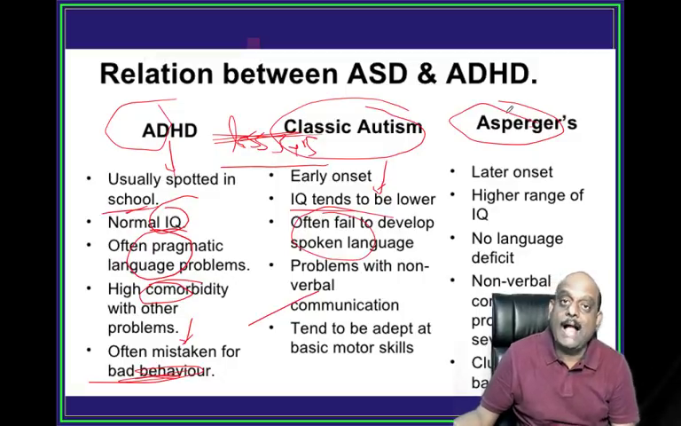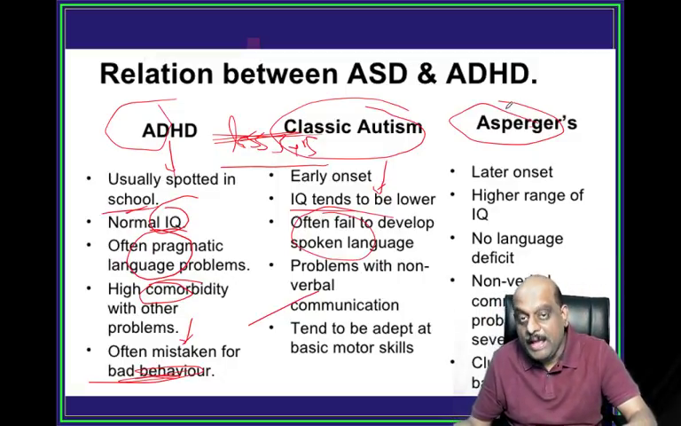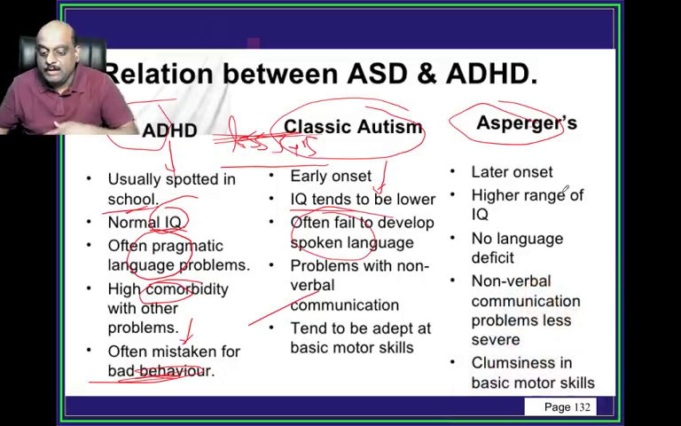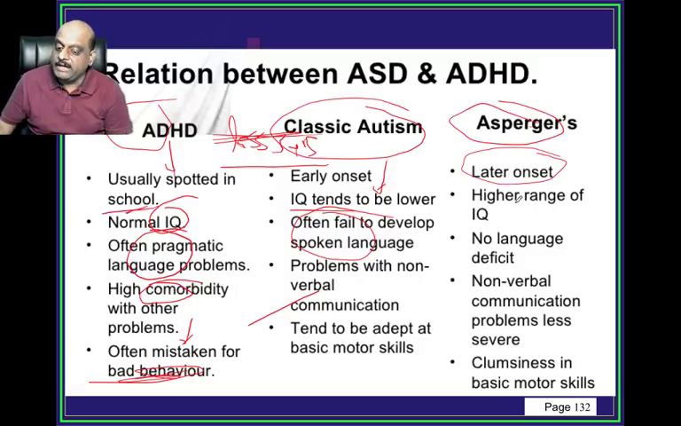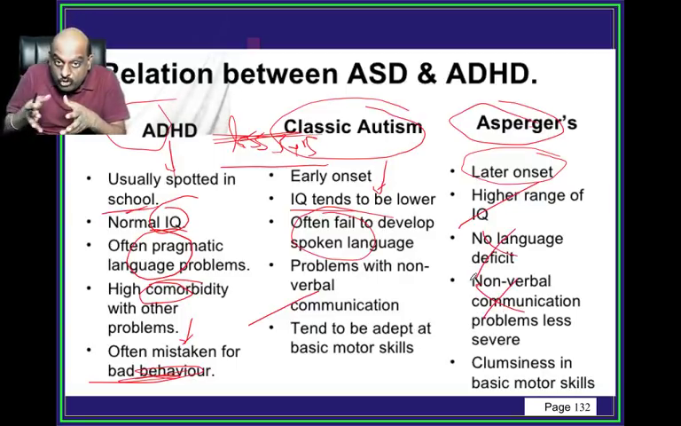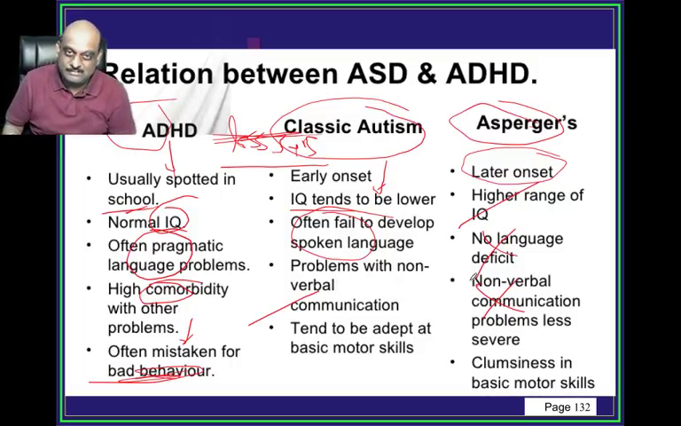Right? So, Asperger क्या होता है? Asperger syndrome, it has a later onset, high range of IQ, Einstein, no language deficit. Non-verbal communication is less severe, but motor skills are very clumsy.